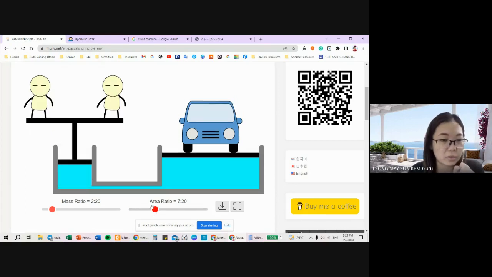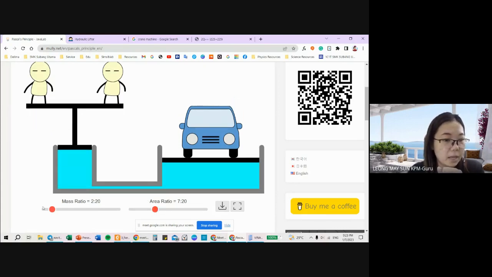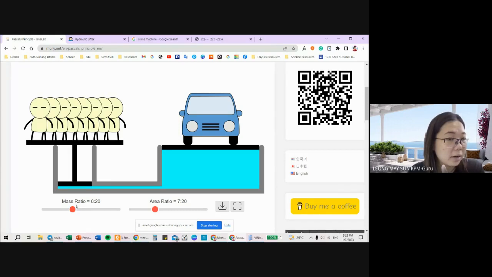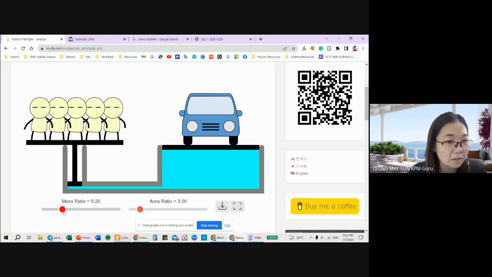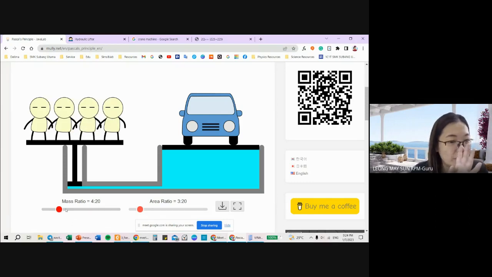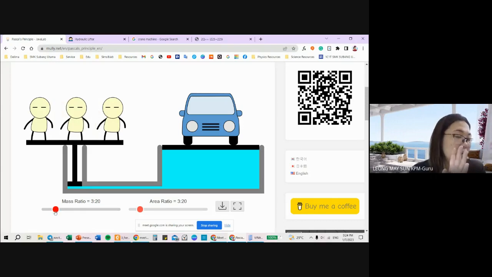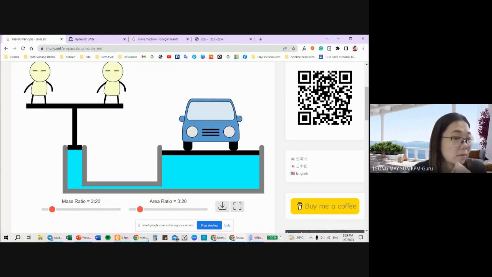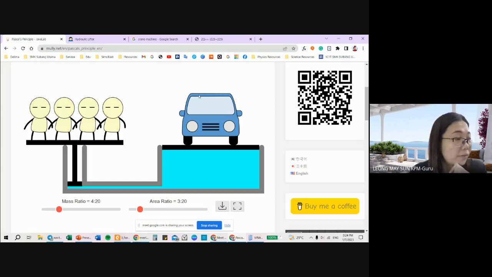Or let me try to show this one. For example, 7 and 20. 7 and 20 means that 4-person cannot lift the 20, but 8-person can lift the 20. I need 8-person in order to lift the car. But if I make the ratio even smaller, 3 to 20, the person that I need in order to lift the car is actually 4. Because if it's 3, still can. 2, the car will actually move back down. But if I were to use 3-person on the input piston, it will be able to lift the car up.